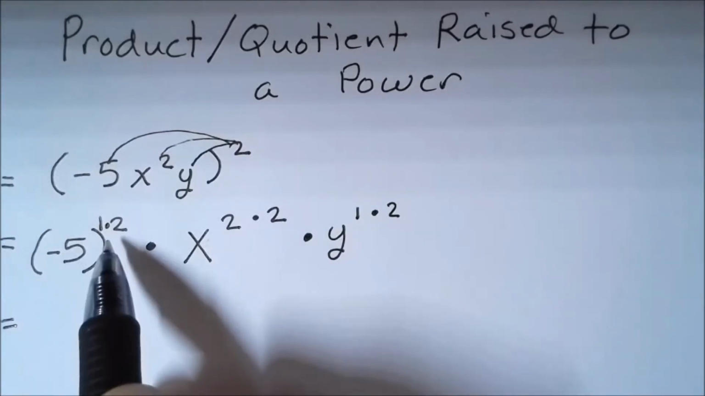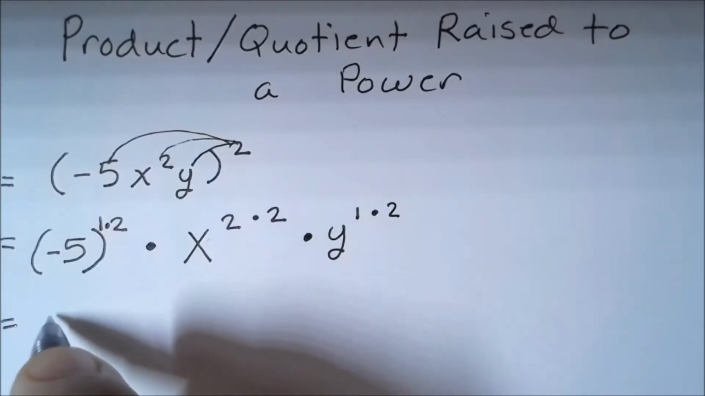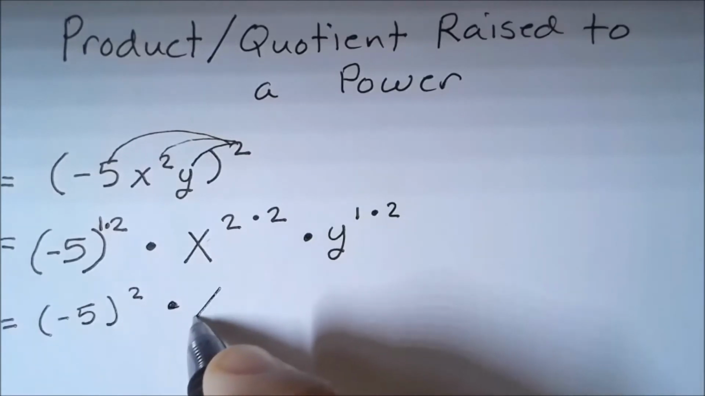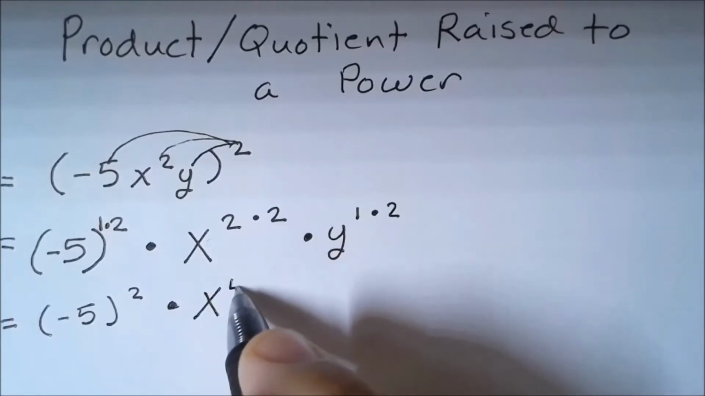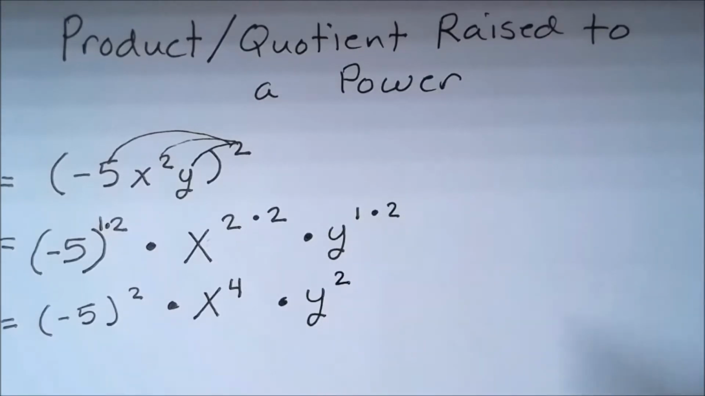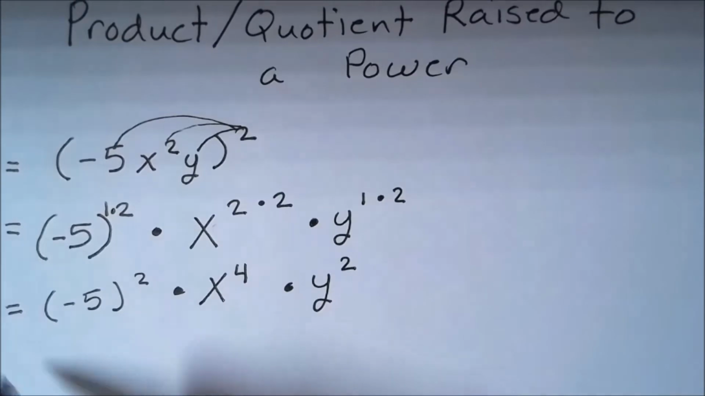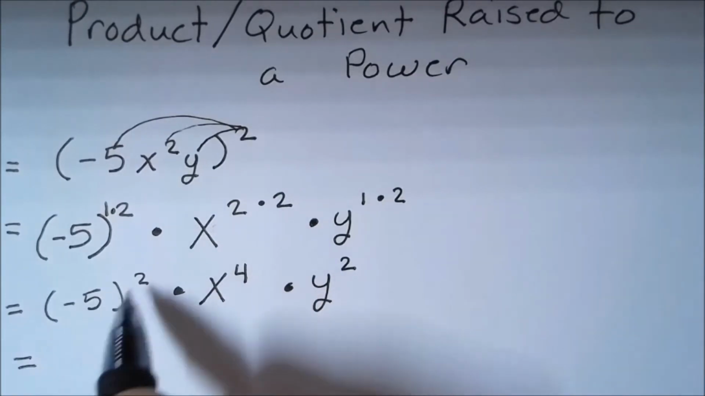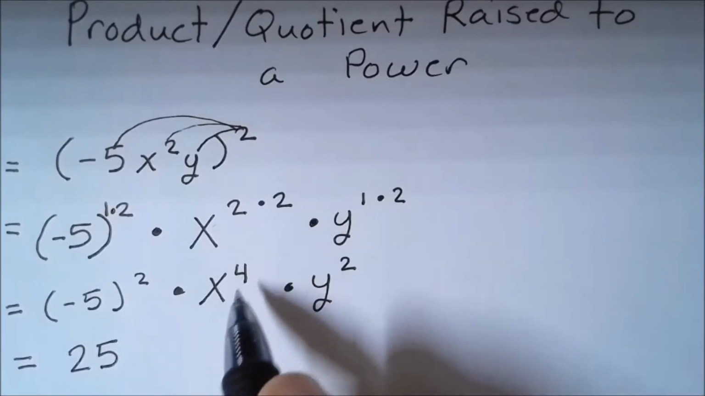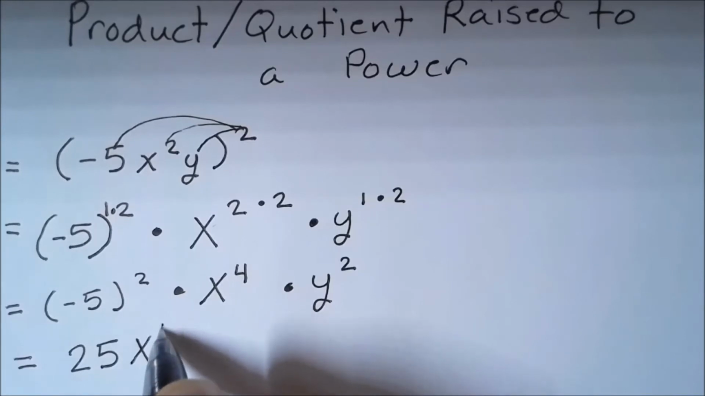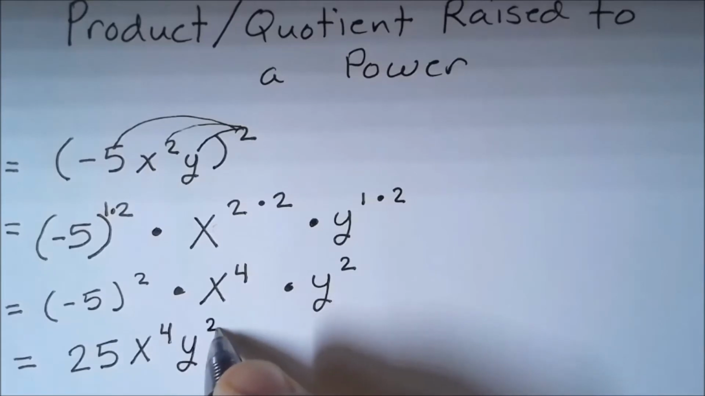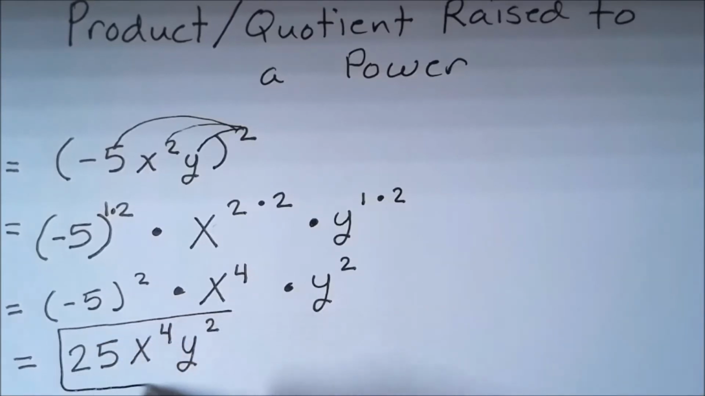So we already said negative 5 to the power of 1 times the power of 2 just gives us negative 5 to the power of 2, times x to the power of 2 times 2, which is 4, times y, and then 1 times 2 is 2. And now we're ready for our final step of refining this. So negative 5 squared, we already realized with the calculator that's a positive 25, and then we have times x to the 4th, and then times y to the 2nd power. And that is our final answer for this problem.